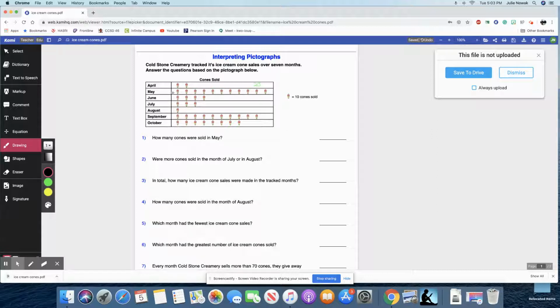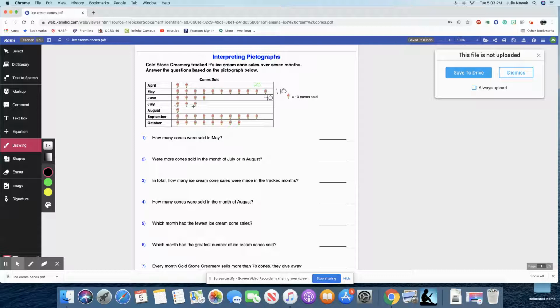In May, I have 10, 20, 30, 40, 50, 60, 70, 80, 90, 100, 110. So I sold 110 in May, or 10 times 11. I have 11 ice cream cones here. I'm going to write it again here so I don't have to re-add, because that's a lot of ice cream cones to re-add. In June, I have 4 ice cream cones. 4 times 10 is 40.